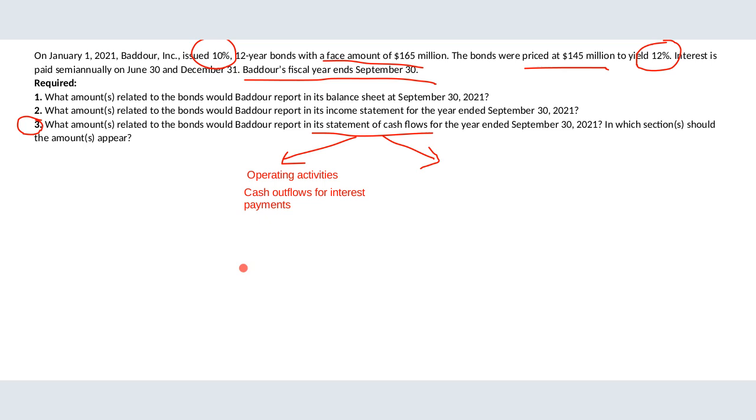All right, so red alert, red alert. Okay, so now we start with the first entry made on January 1st, 2021, where we debit cash of 145 million, credit the bonds payable for 165, and the difference to the discount of 20 mil.